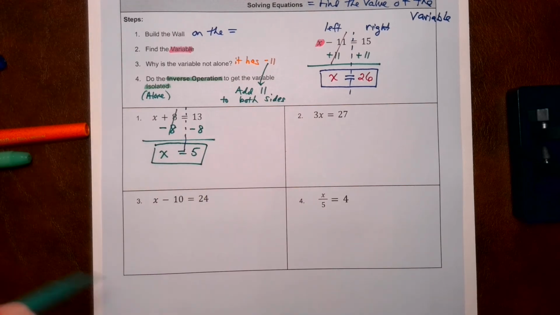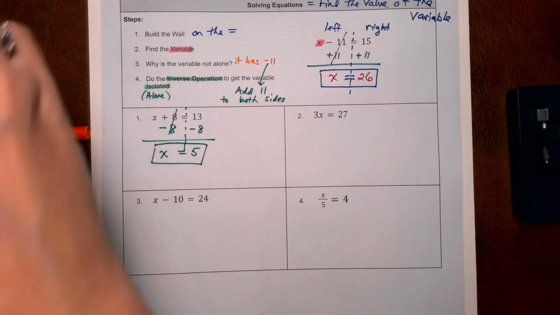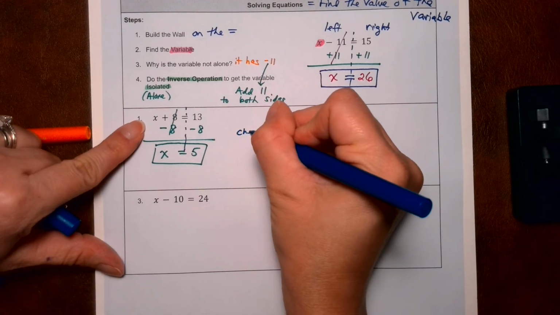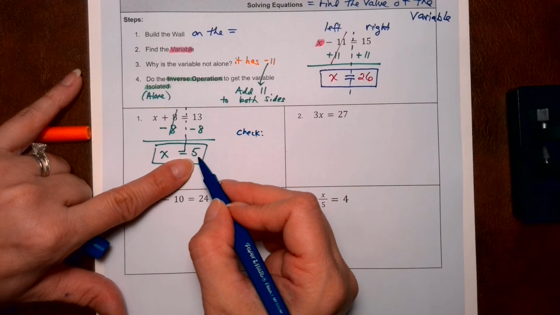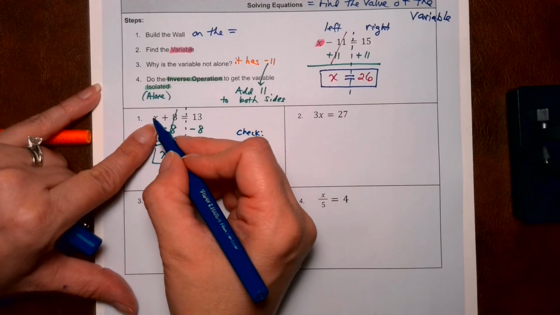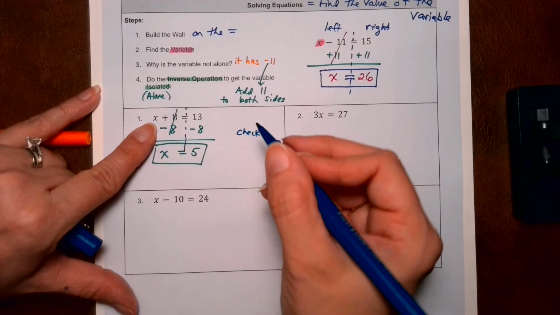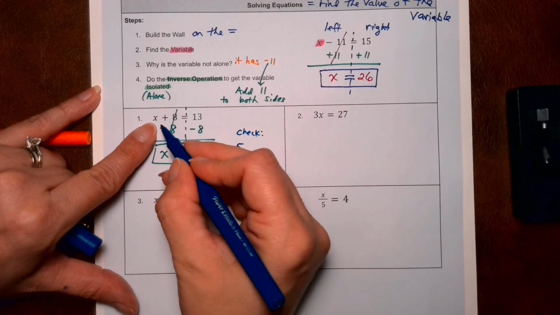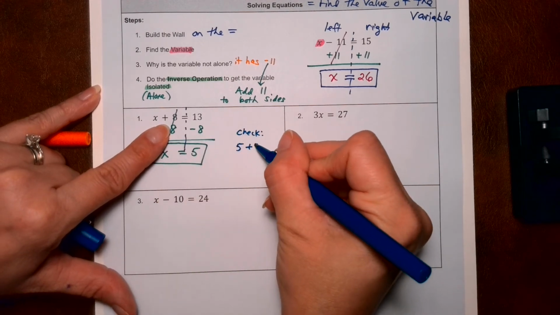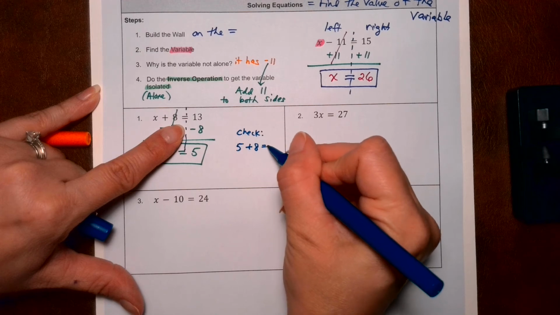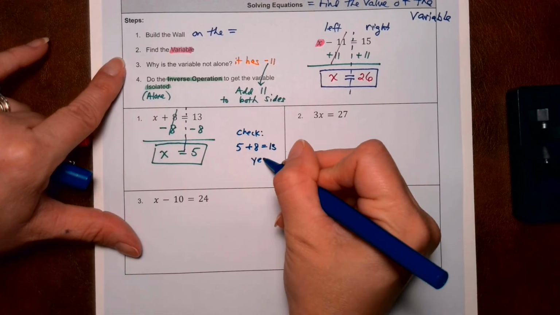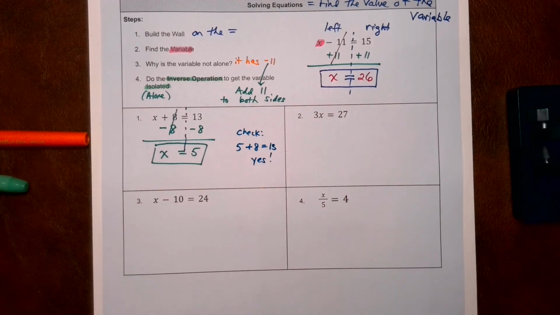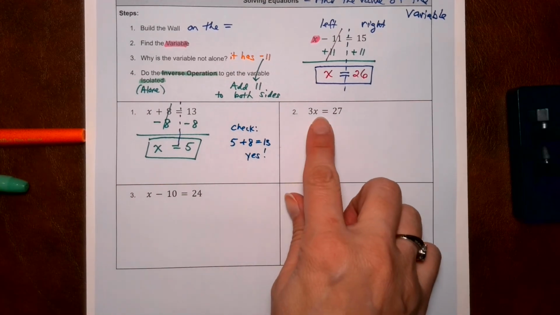Okay, now there is something that I want you to do, okay? And we're going to check to see if this works. We're going to check, is that the right answer for x? We're going to put that number there. Okay. If x was a 5, let's check. X is a 5 plus an 8. Does that actually equal 13? And the answer is yes. Yes, it works. Okay.